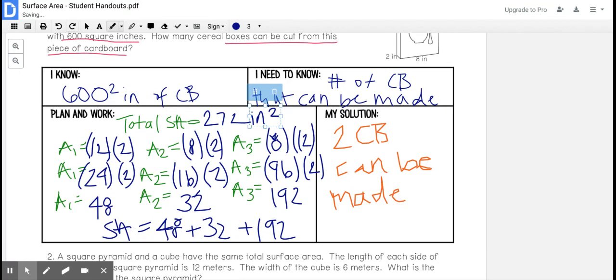So the reason we know that is because 272 is almost 300, and 300 goes into 600 twice. So that means the total number of cereal boxes that can be made is 2 out of the 600 square inches of cardboard that we were given.